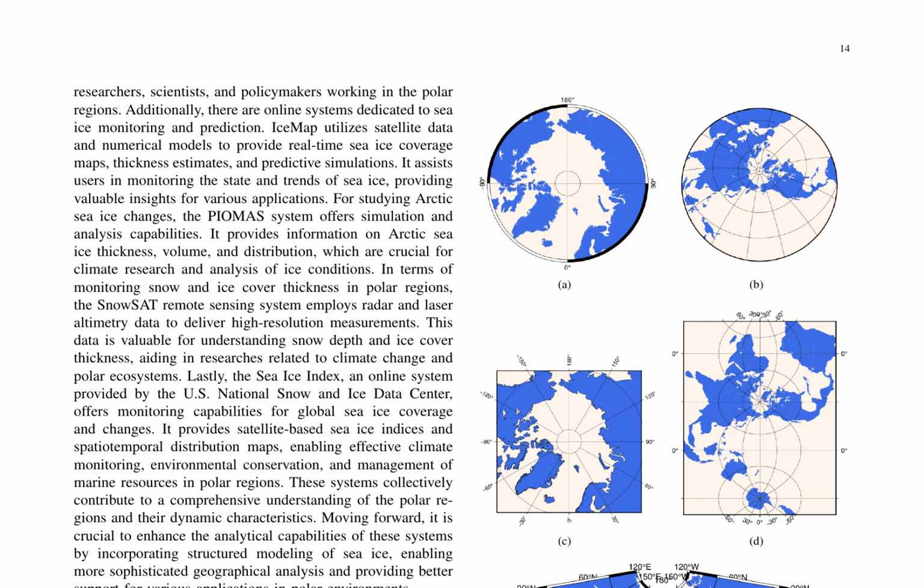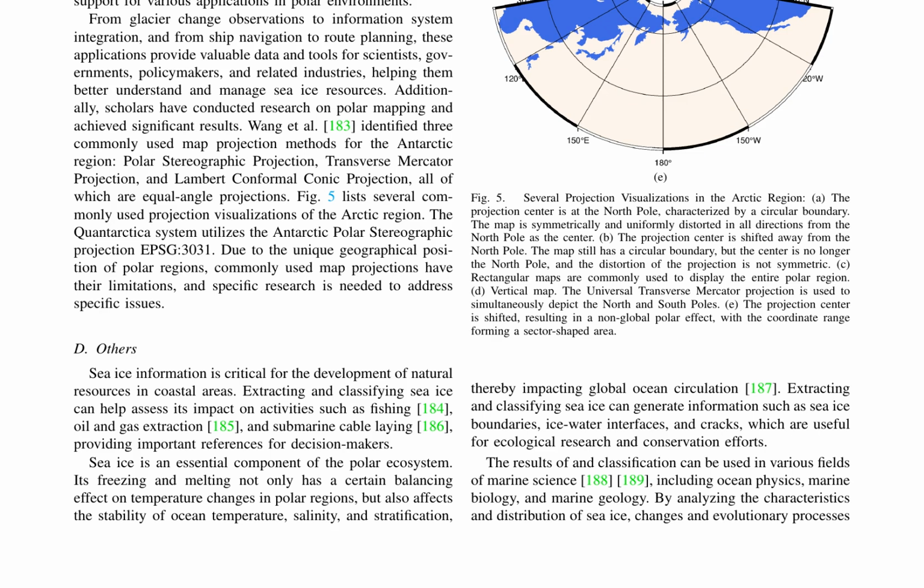The integration of remote sensing techniques has led to significant advancements in generating geographic information products related to ice and polar regions. Platforms like Quantarctica, Arctic Web, and Sea Ice Index provide valuable resources for researchers, scientists, and policymakers working in the polar regions. These systems collectively contribute to a comprehensive understanding of the polar regions and their dynamic characteristics, supporting various applications in polar environments.